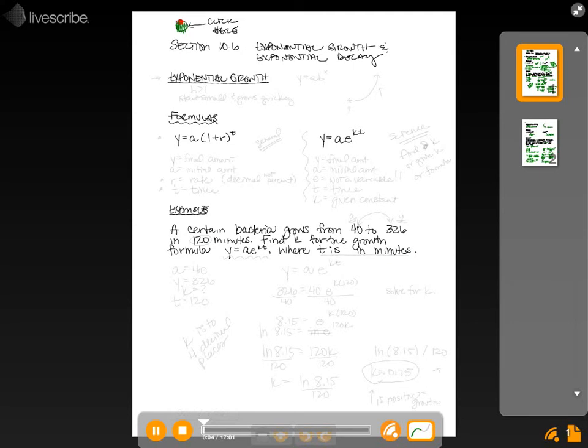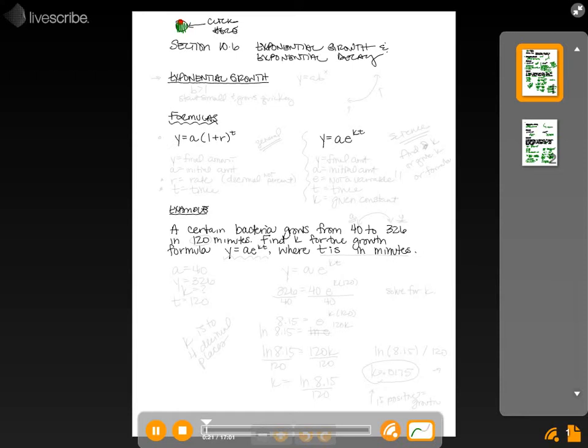Okay, these are the notes for the last section in Chapter 10. It's on Section 10.6 on exponential growth and exponential decay. Now, we've already talked about growth and decay. We talked about it in the first section, how we could classify a growth problem and how we could classify a decay problem. And to do that, we would look at B.